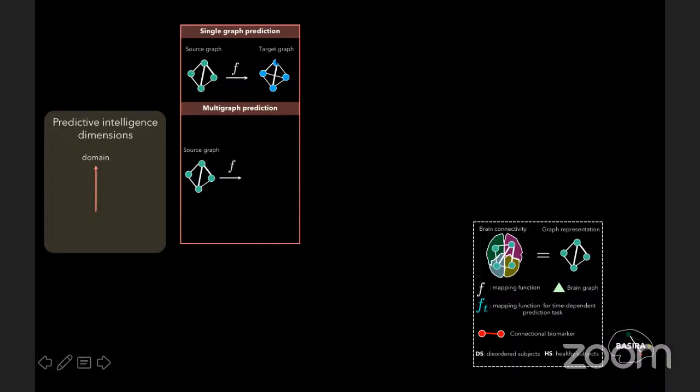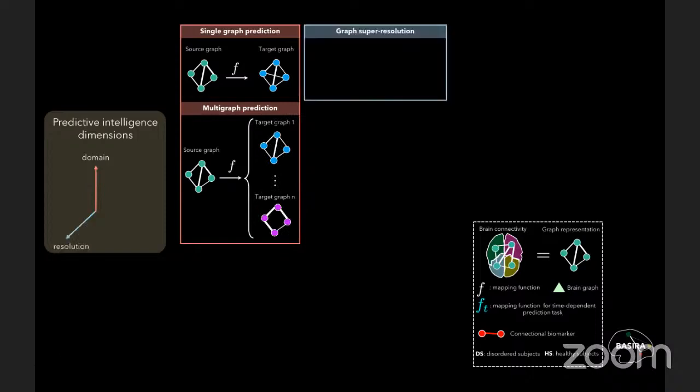Then for the second one, we have multi-graph prediction. This is a more complex problem. Instead of predicting a matrix from a matrix, we're predicting a tensor from a matrix. Basically, we're mapping a single matrix onto a full tensor in completely different domains with different distributions and different properties.